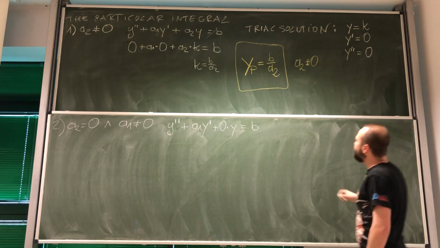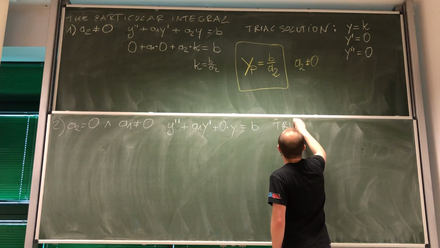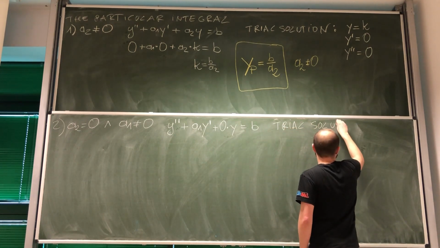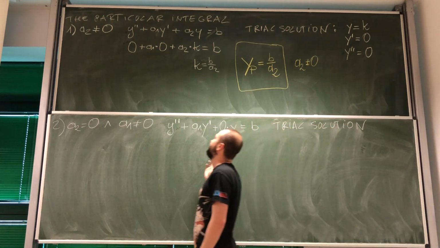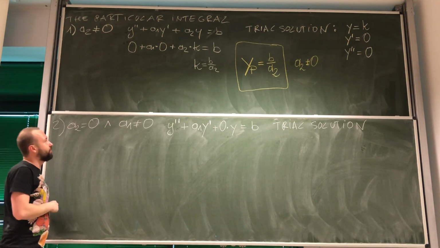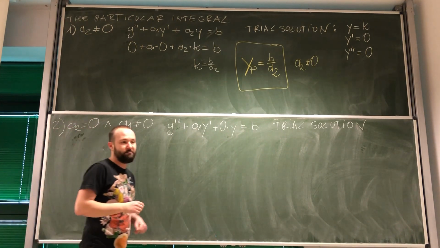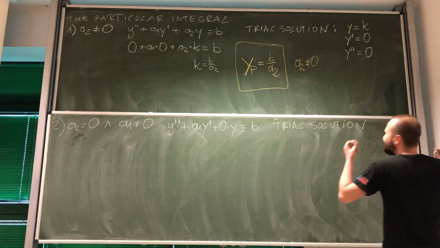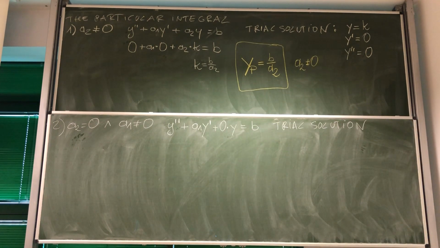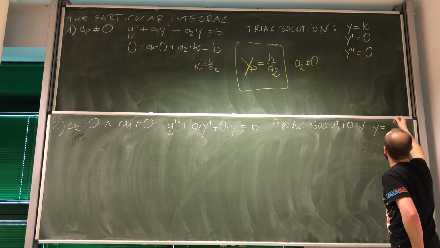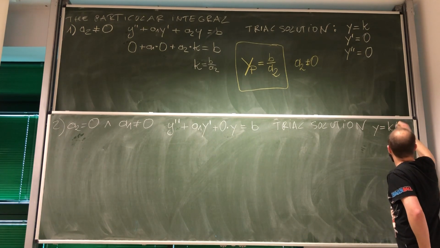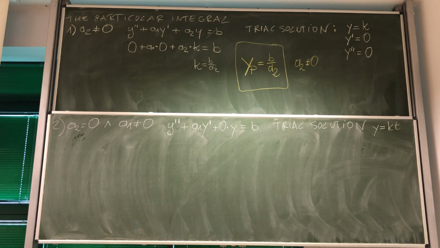And okay, again we need to start by figuring out a trial solution. Now, look, we know now that the constant solution is no longer going to work here, because for a constant solution to work, A2 would have to be different than 0. So what is the second least complicated function? Of course, a linear function. So we've got k times t. Again, k is a constant.